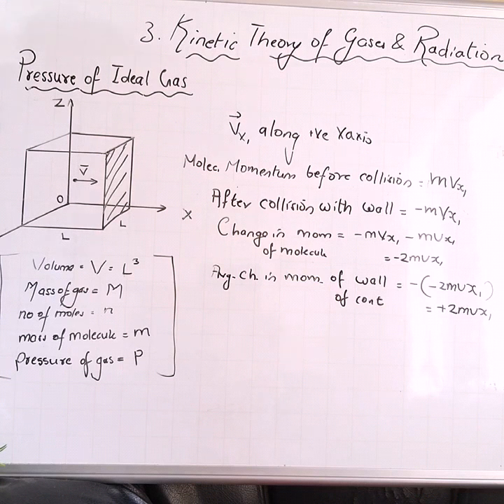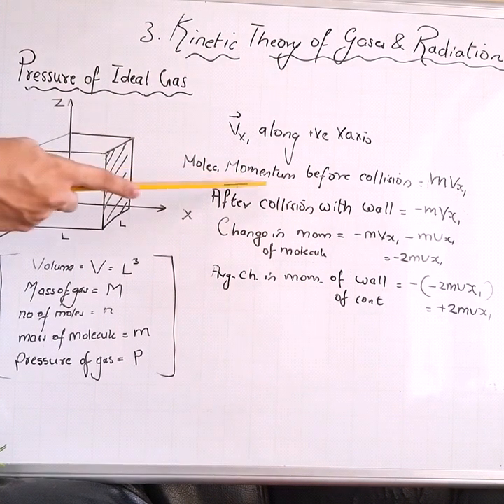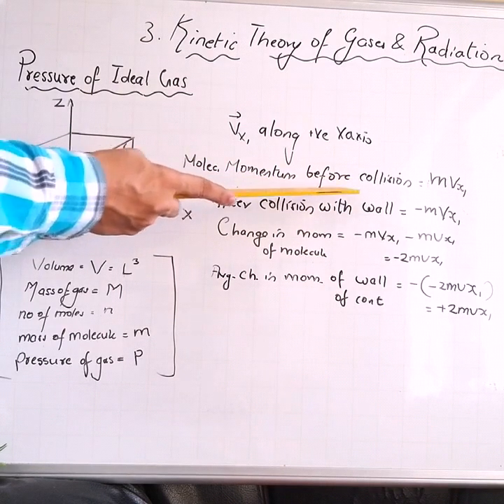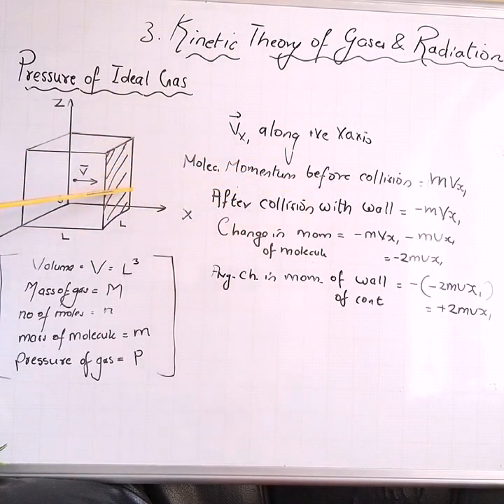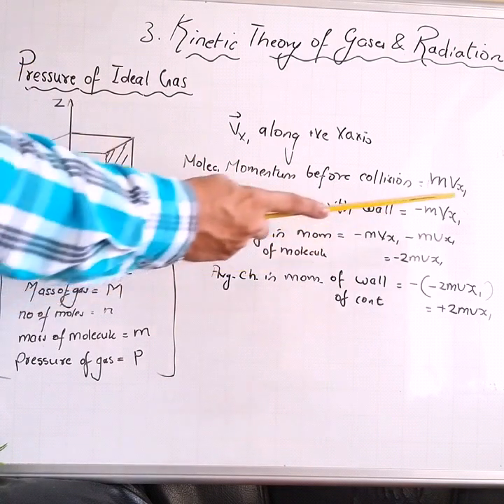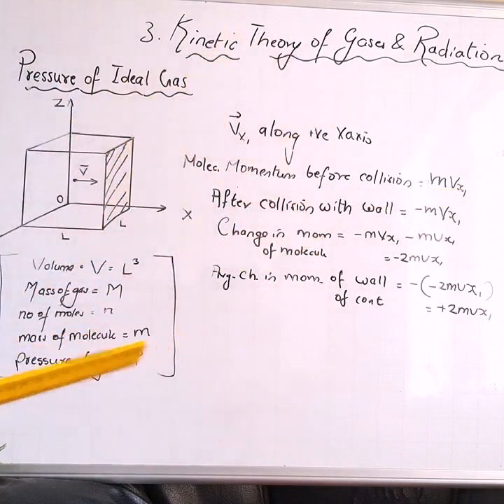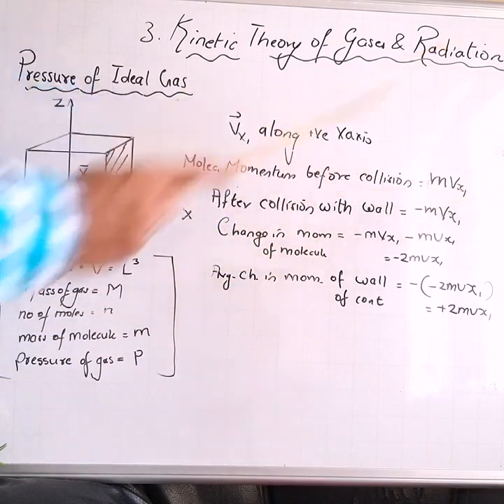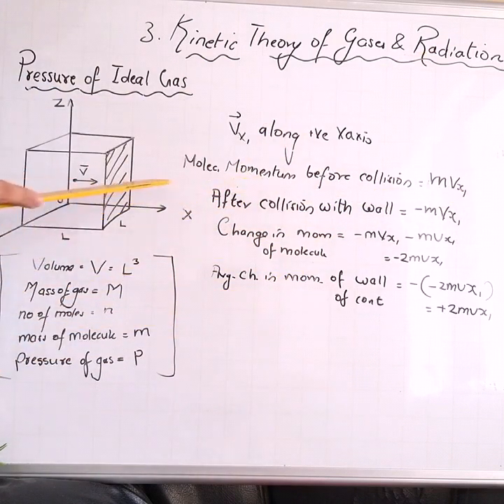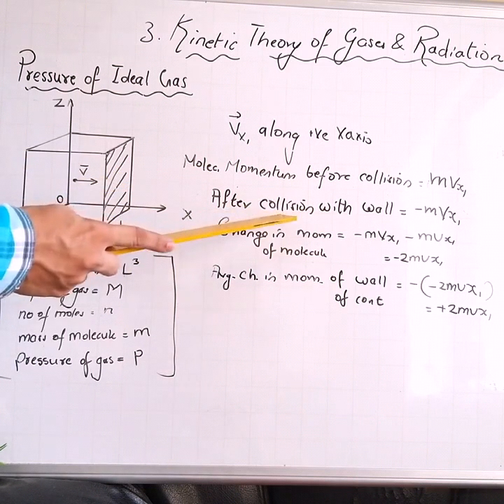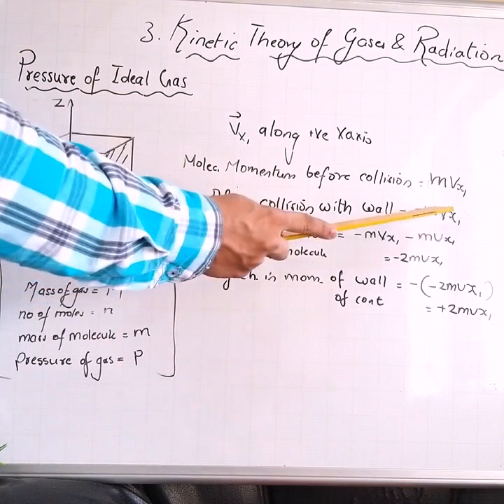Now we all know the formula for momentum. The momentum is given by mass into velocity. Now the momentum of this molecule before collision with the shaded part of the cube will be m into Vx1, right? Now after collision it will move in the opposite direction, right? Because the collision is elastic, the particle will move in the opposite direction. In such a case, after collision the momentum will become what?